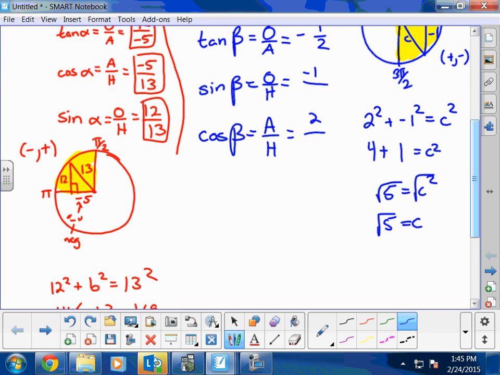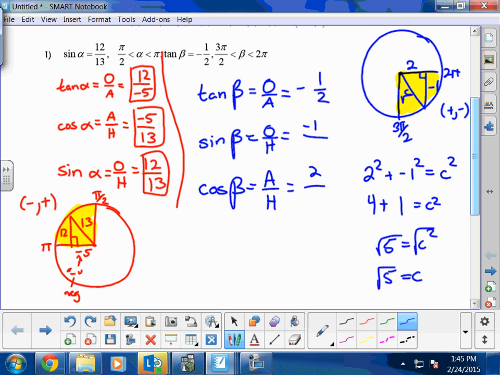Now it's going to be positive because all hypotenuses are always positive. So square root of 5. So it means that this is square root of 5 and this is square root of 5. Now one thing I must do with this is rationalize it. Can't leave a square root as a denominator. So in order to do that, I'm going to do square root of 5 over square root of 5. Same thing here, square root of 5 over square root of 5.